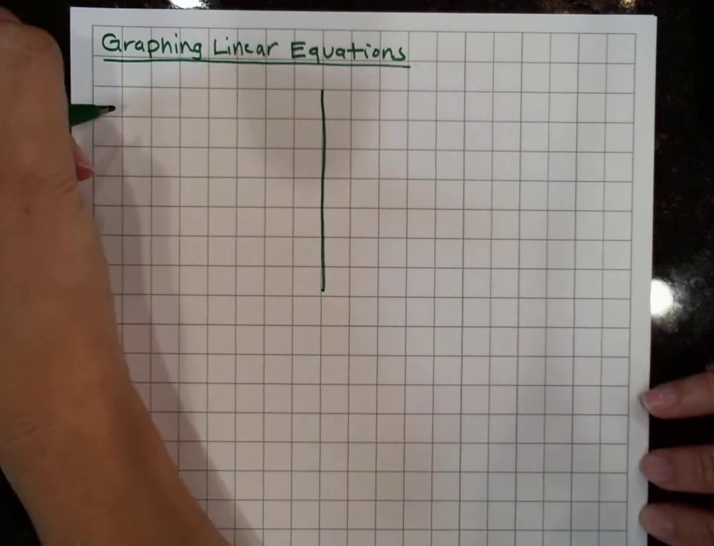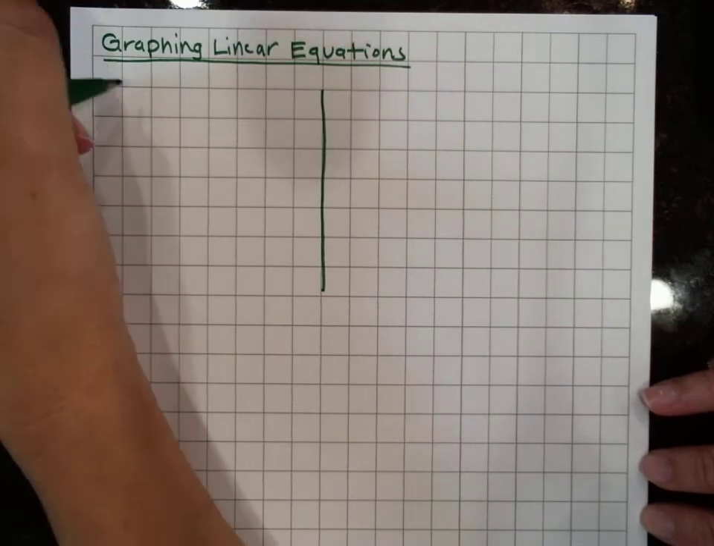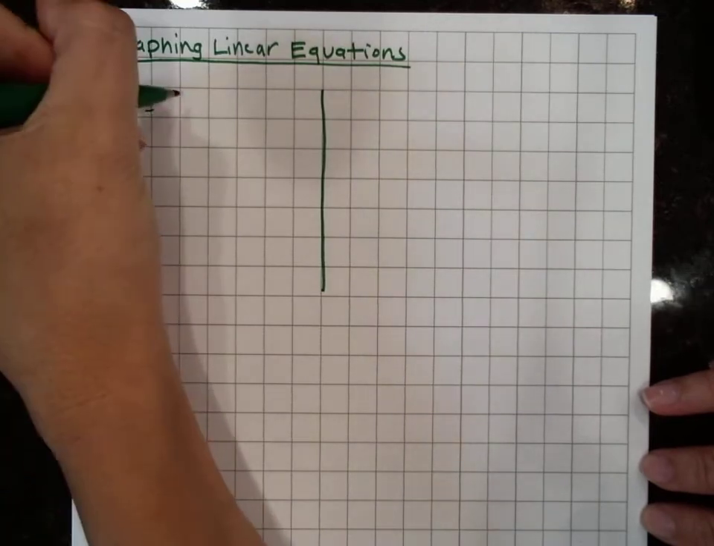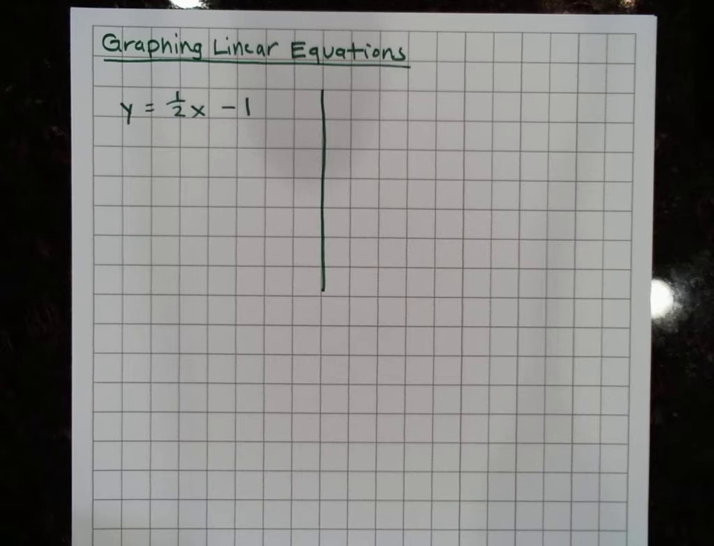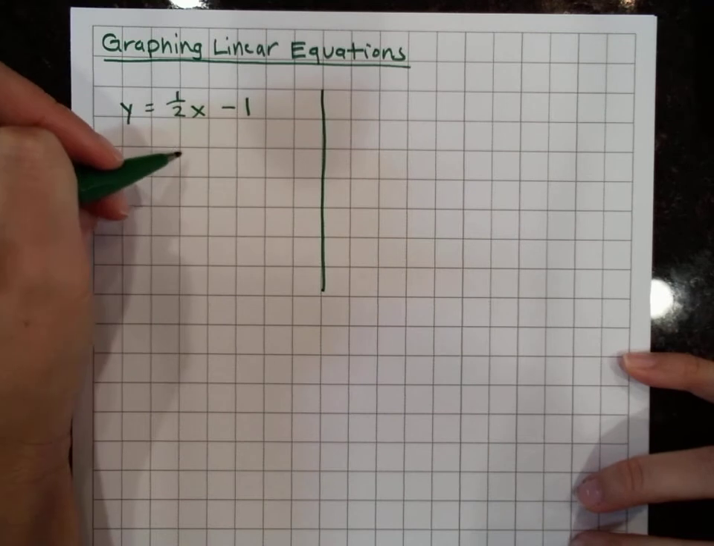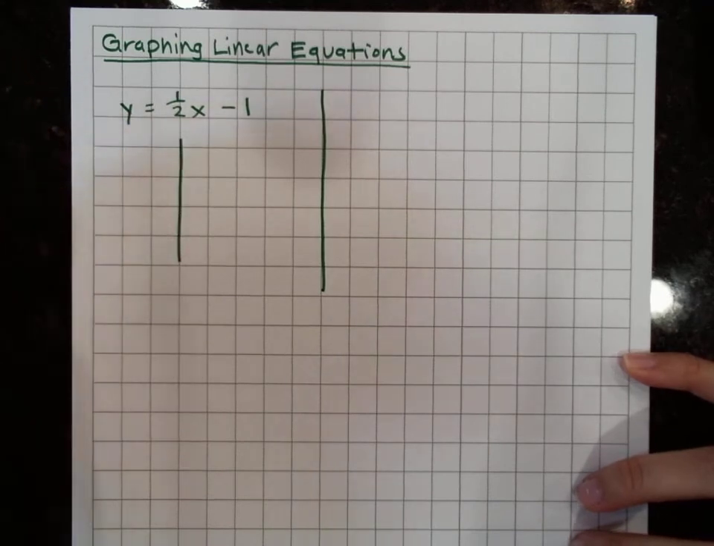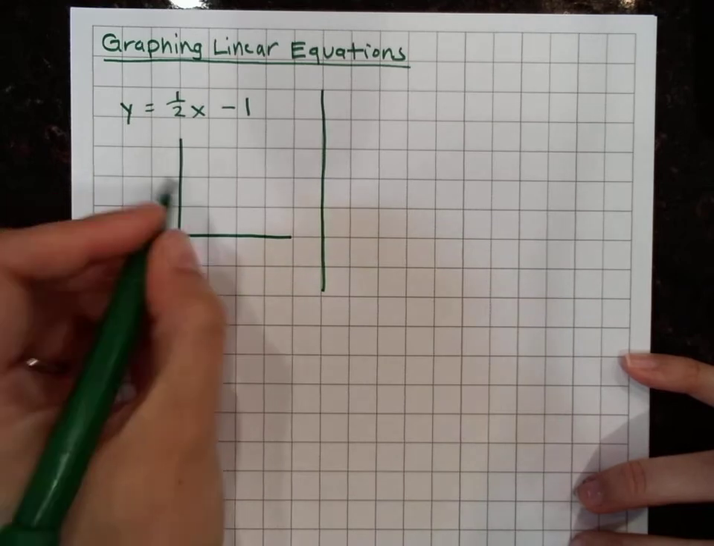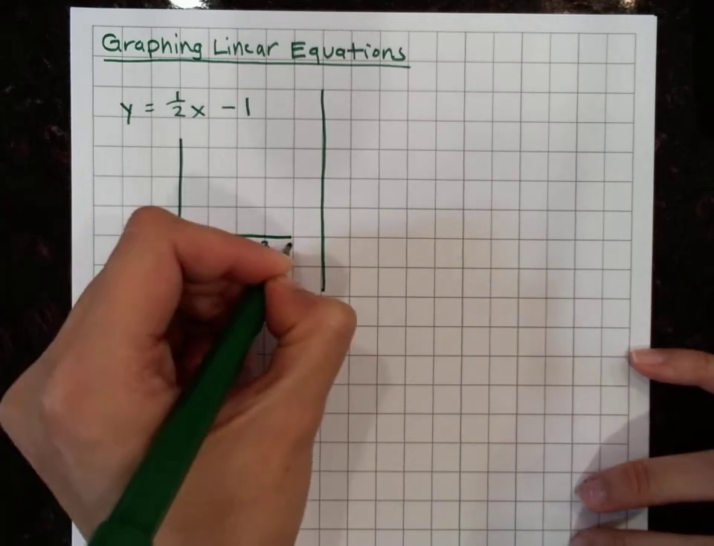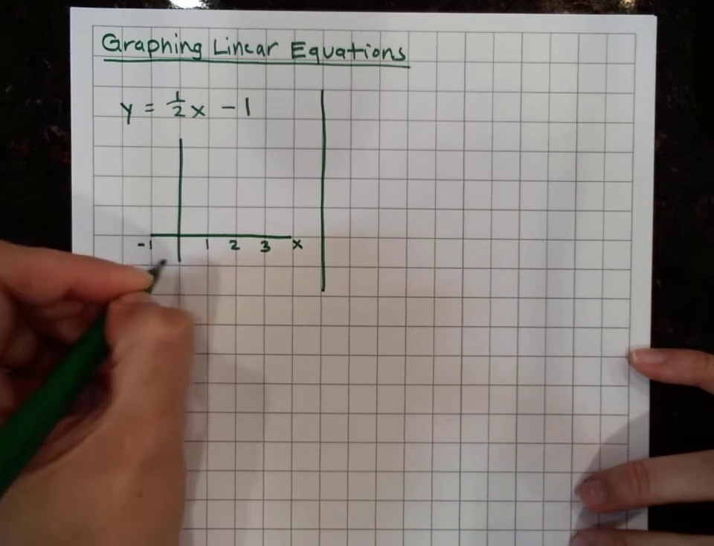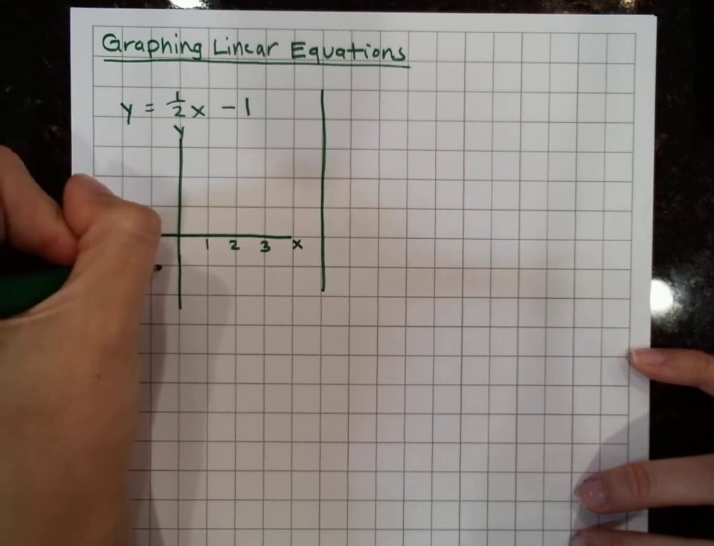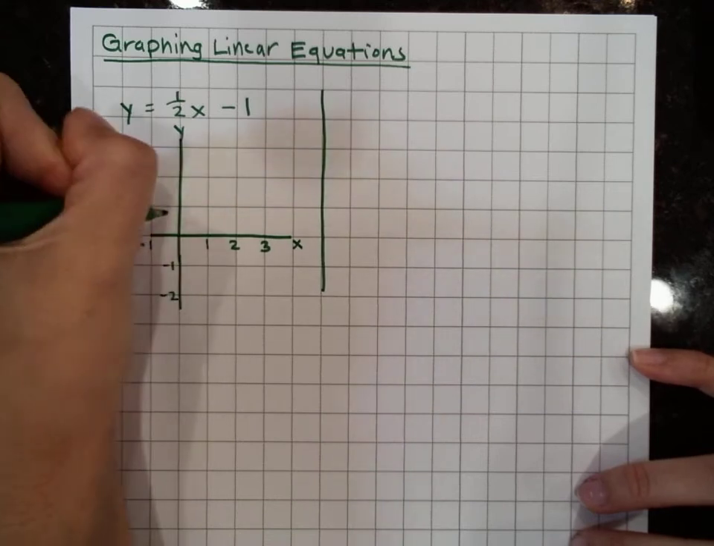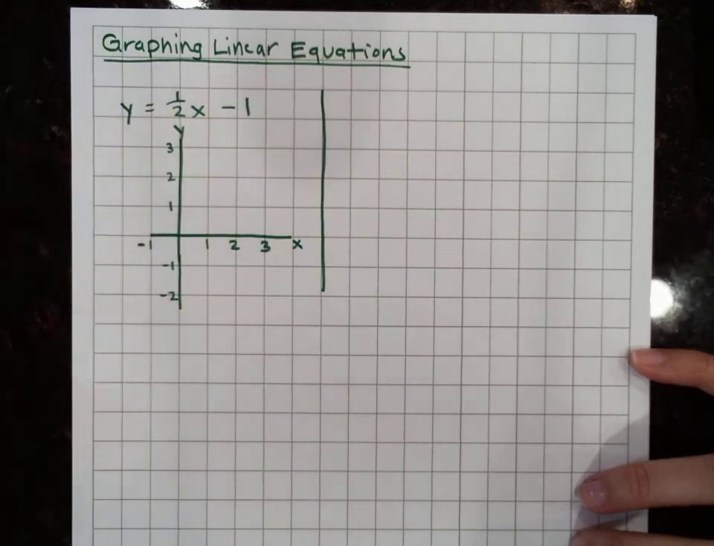Okay, so let's say we are given y equals 1/2 x minus 1. And they want us to graph it. So we'll have to draw our own graph. On your assignment, you'll be given the graph. So this is our x-axis. And then our y-axis, so we have -1, -2, +1, 2, and 3.